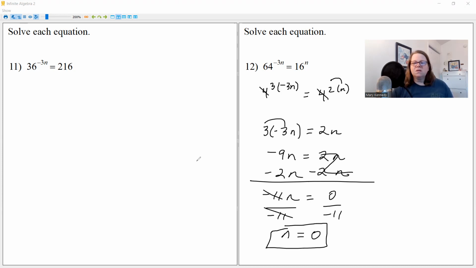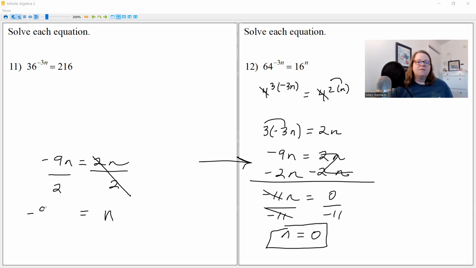So this step right here is kind of tricky. Sometimes people want to divide by 2. Well, I want you just to notice what would happen if you did that. If we divide by 2, or if we divide by negative 9, we've got n equals negative 9n over 2, and we still don't know what n is, right? There's still an n on both sides. So that is not helpful to us. We want to subtract and just have the n's on one side and the numbers on the other.